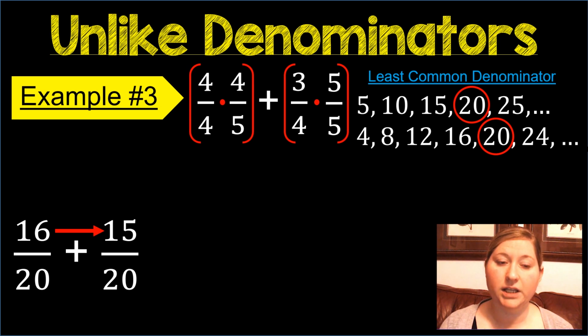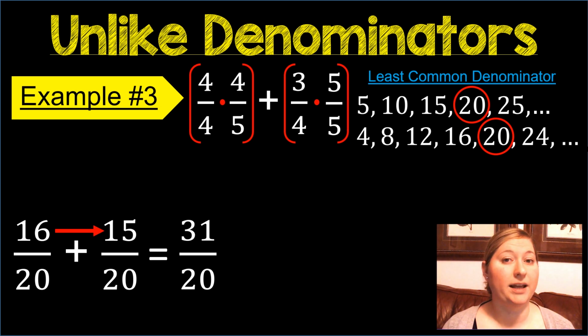16 plus 15, that will give me 31. Keep my denominator the same. 31 over 20. Now, this is an improper fraction. Earlier, you saw me take a mixed number and change into an improper fraction. Now, I'm going to take an improper fraction and change to a mixed number.